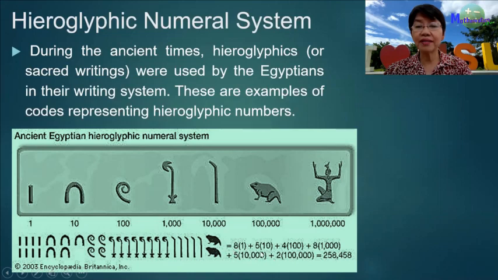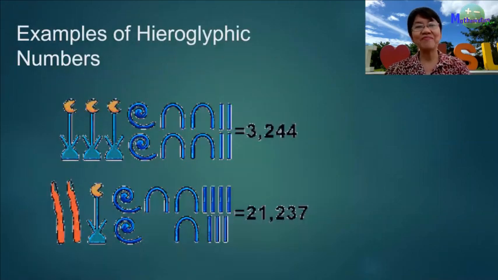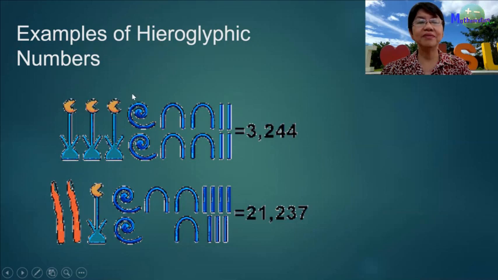So if you write this in hieroglyphic numbers, you can see the whole length of the drawings that you have to make, and you have to be good in drawing. Here are some other examples. 3,244. We have 3 tulip flowers. 200 is represented by 2 coiled string, and then 44. So you have 4 and 4 sticks.